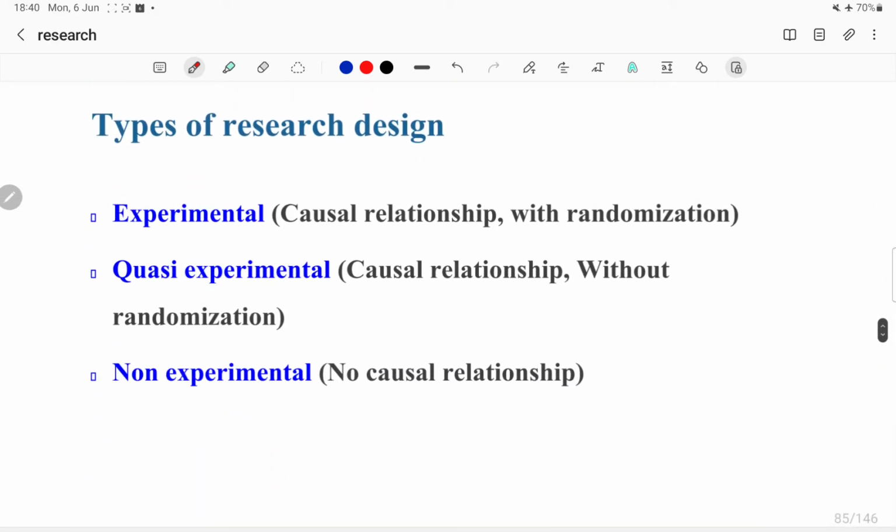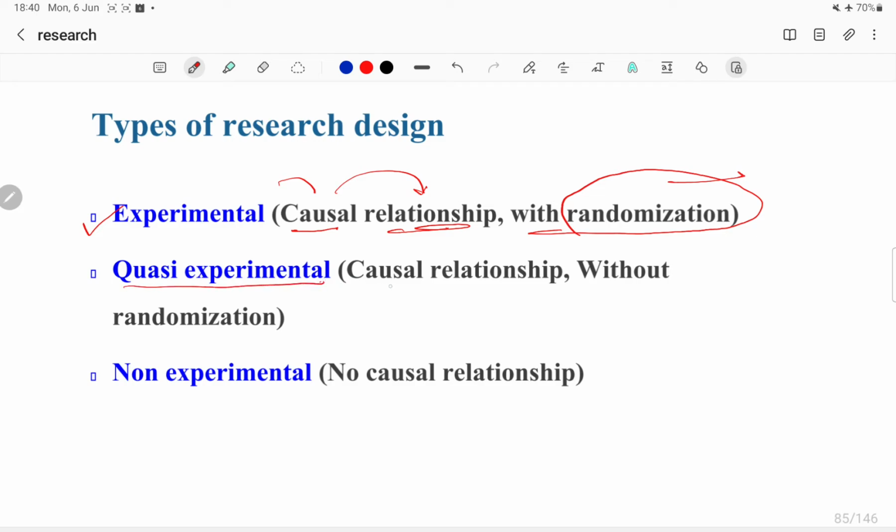So there are mainly three types of research design. First is experimental, where we see the cause and effect relationship, and it is done with randomization. Randomization simply means we are dividing the sample with some randomizer tool. We're not just doing it conveniently, we are randomizing it with some software, with some tool.